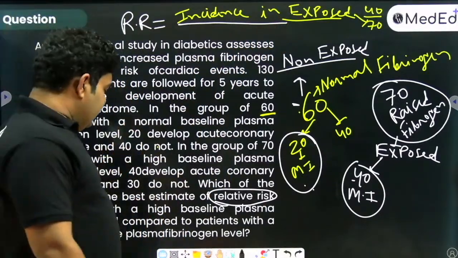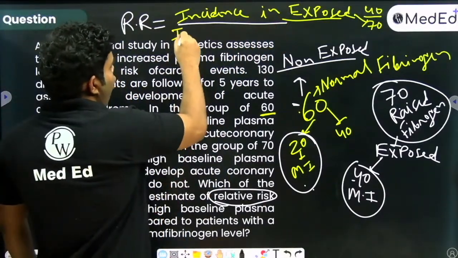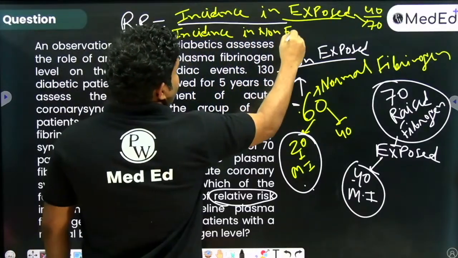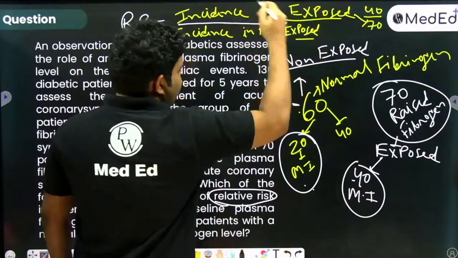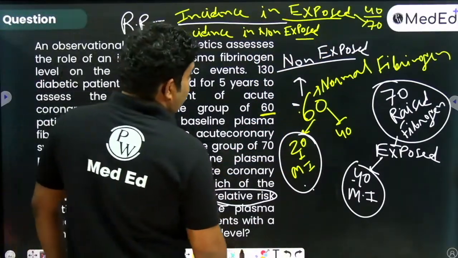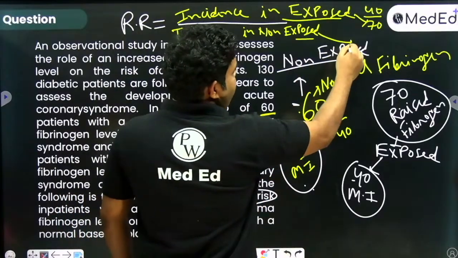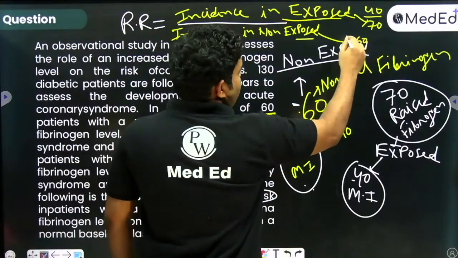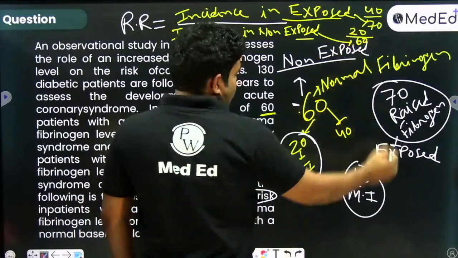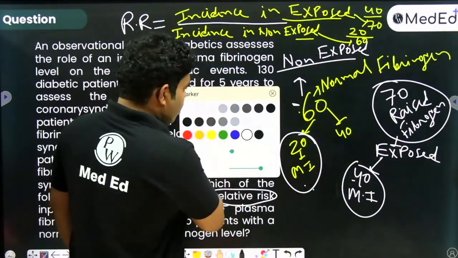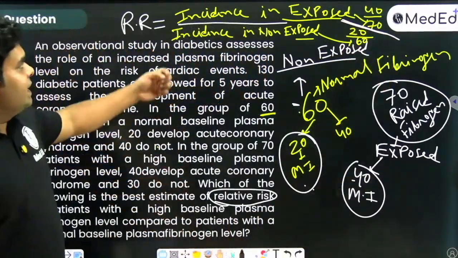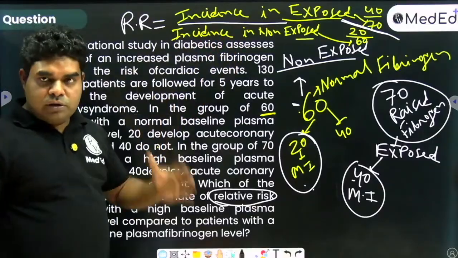Now the denominator is incidence in non-exposed. Non-exposed means those who have normal fibrinogen, or no risk factor here. So how many non-exposed people were there in total? Non-exposed were 60 people in total, and out of the 60, how many had a heart attack? 20. So this is the definition of relative risk: incidence in exposed by incidence in non-exposed.